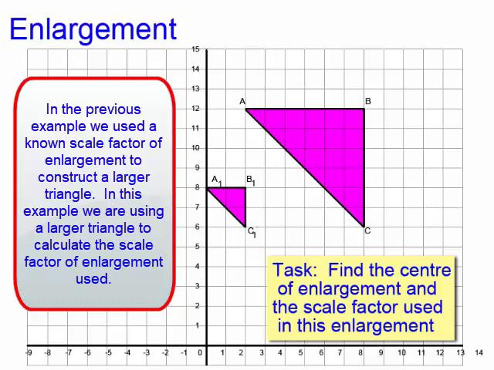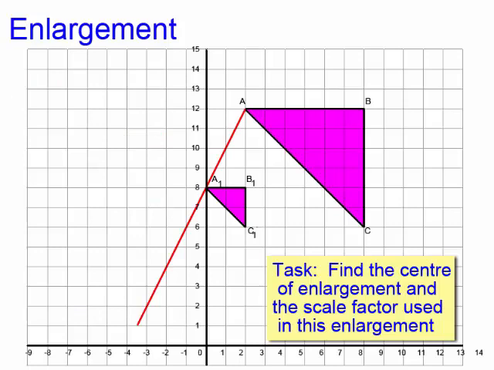In this example, we have reduced the size of the triangle ABC to form the triangle A1, B1, C1, and we want to find the scale factor used. And the first thing we have to do is find the centre of enlargement for the triangle. To do this, we draw a line from A through A1, B through B1, and C through C1. Where these lines intersect is our centre of enlargement, and we have marked this point O.